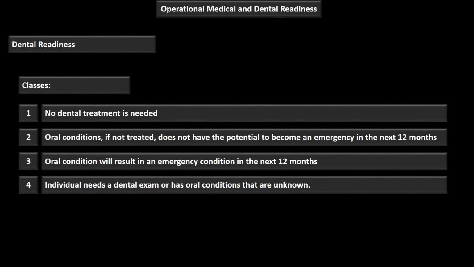All right, for class 3, we think there's going to be an emergency in the next 12 months, so we don't want you forward deployed where you might not have the resources to take care of that. And for class 4, we just don't know what's going on.